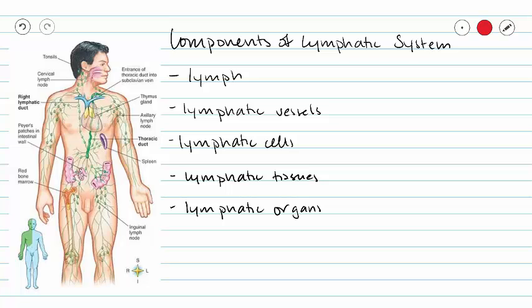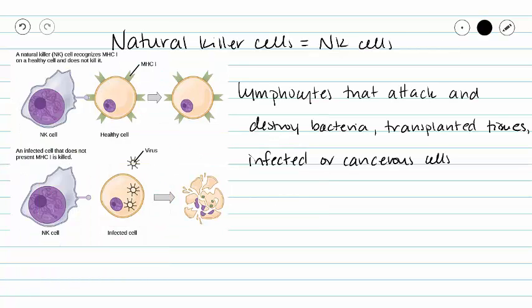This video will be a continuation in our series on the lymphatic system, and in this video we will be looking at our lymphatic cells and all of the different types of cells that are associated with the lymphatic system. Our first type of cell is going to be a natural killer cell.